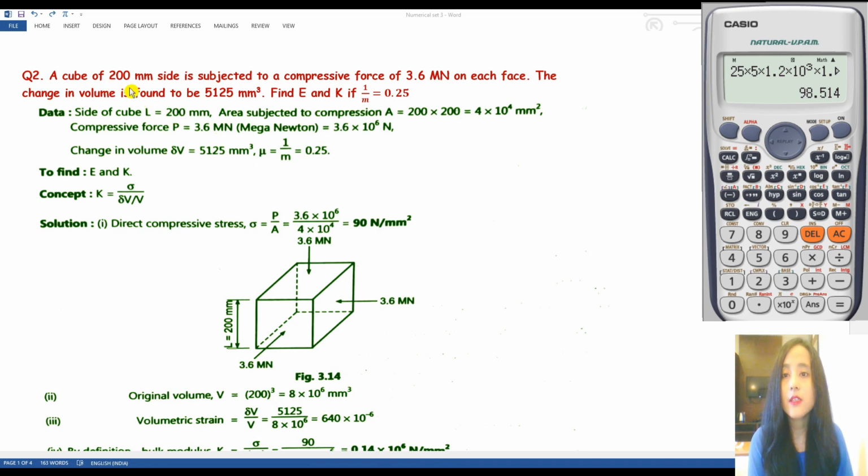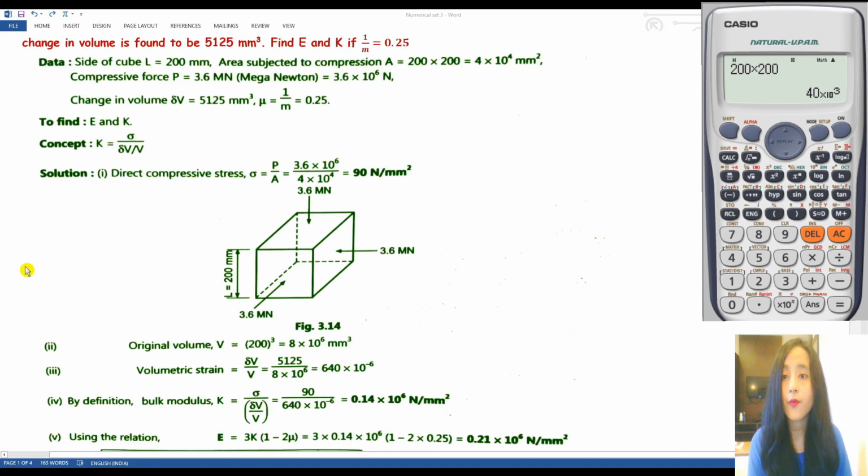From the given side, we can find the area of this cube. The area of this cube will be equal to side square. So side square will be equal to 200 square, so you can do 200 into 200, which will come equal to 40 into 10 raised to power 3. If you make it 4, it will be 4 into 10 raised to power 4 mm square. And the change in volume is given, right? Now let us find E and K.